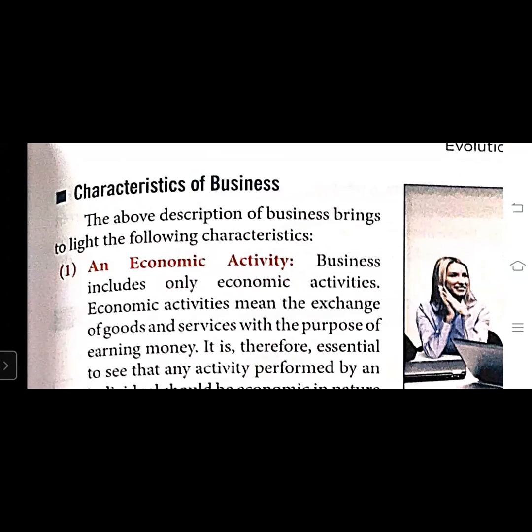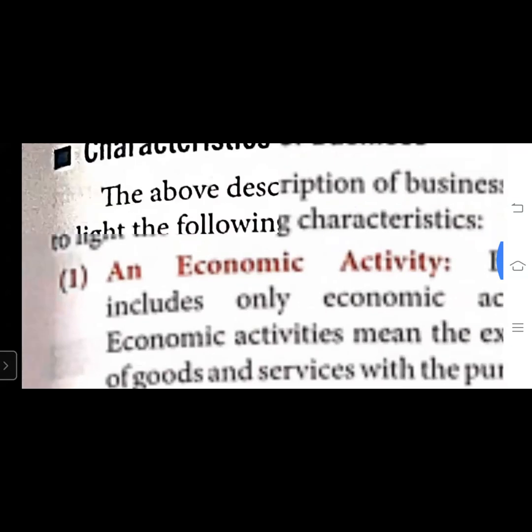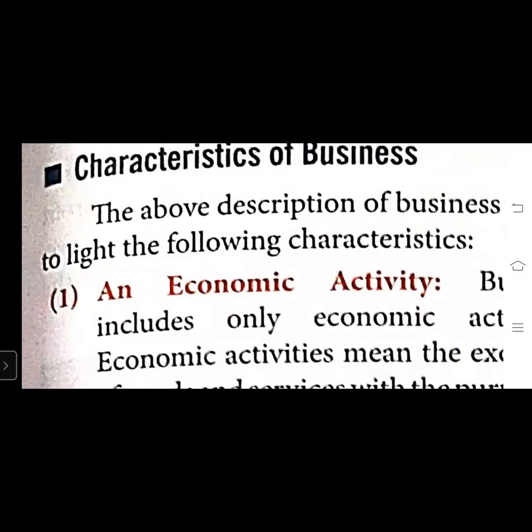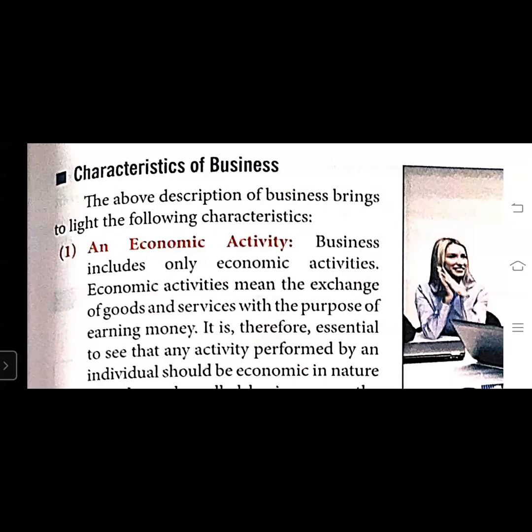First one is the economic activity. Business is an economic activity as it is undertaken with the aim of earning money or livelihood, and not because of love, affection or any other psychological reason. So business includes only economic activity.